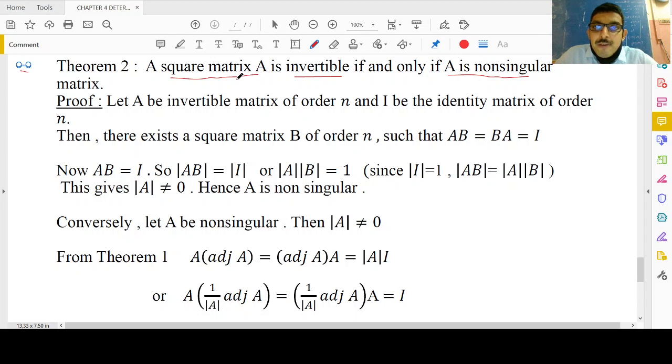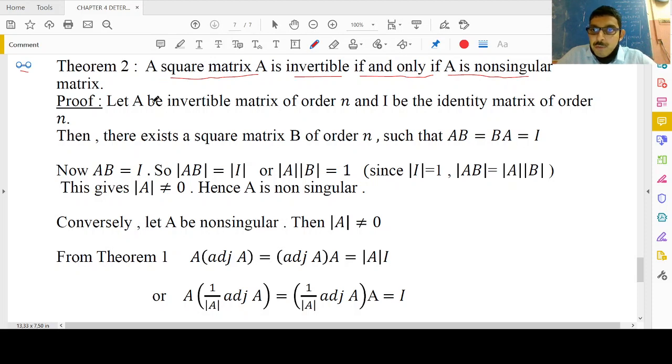So this is an if and only if condition. That means both ways this is true. If A is invertible, then determinant of A not equal to 0. Or in other words, if determinant of A not equal to 0, then A is invertible. That is both ways this is correct. So that is why it is written as an if and only if condition. So let us prove this one.